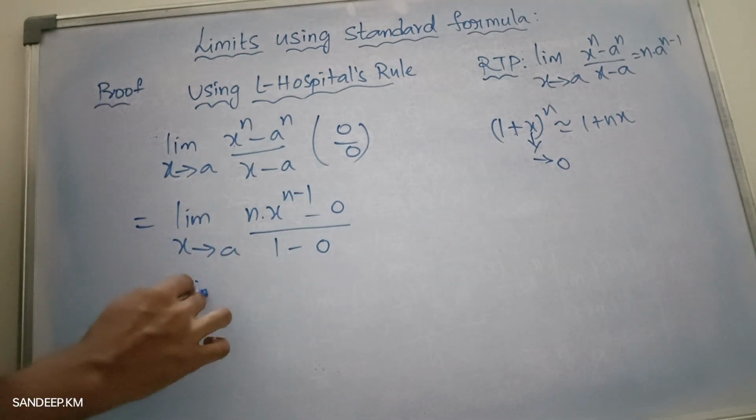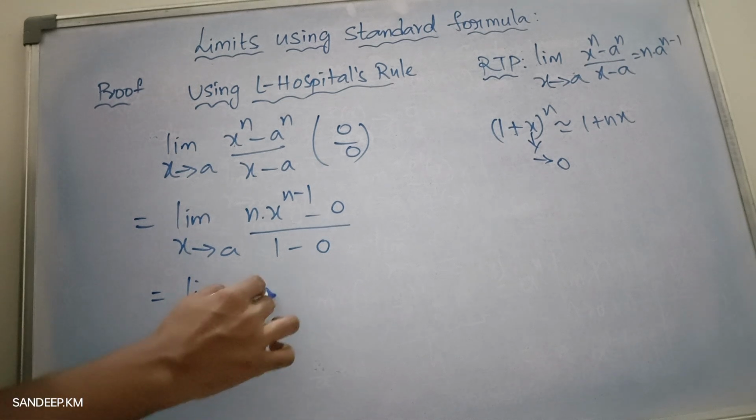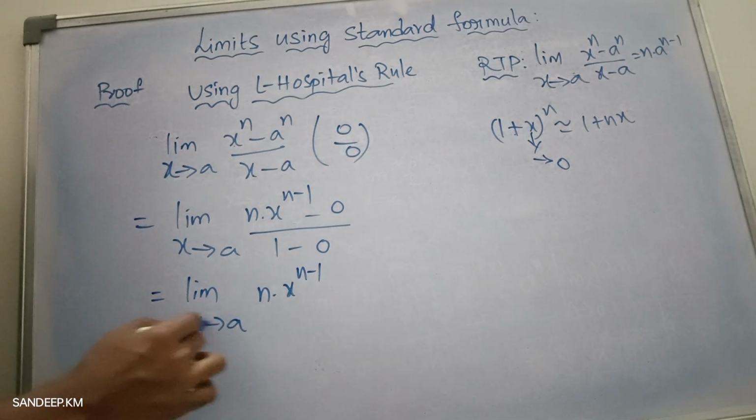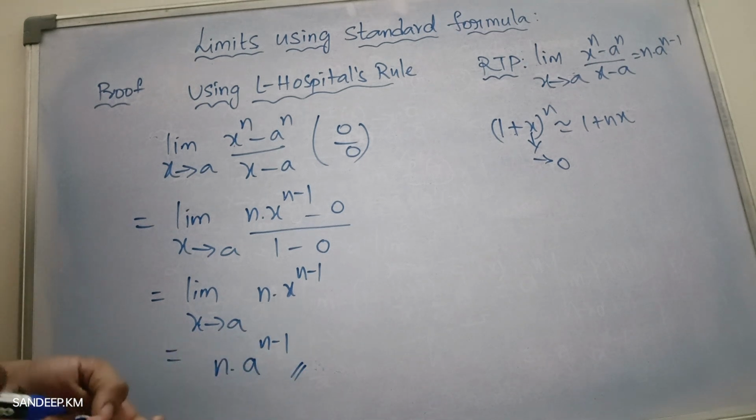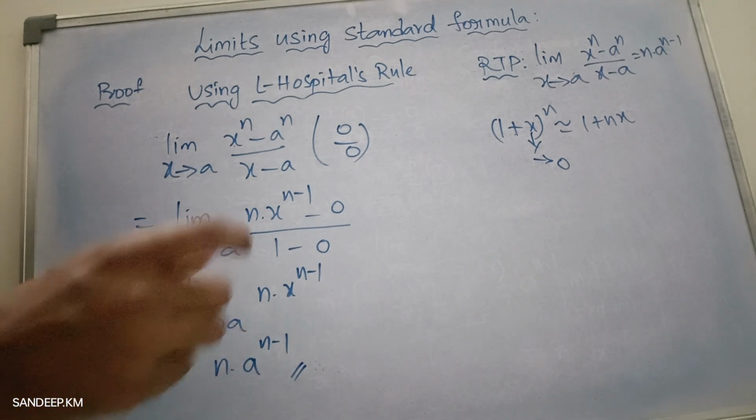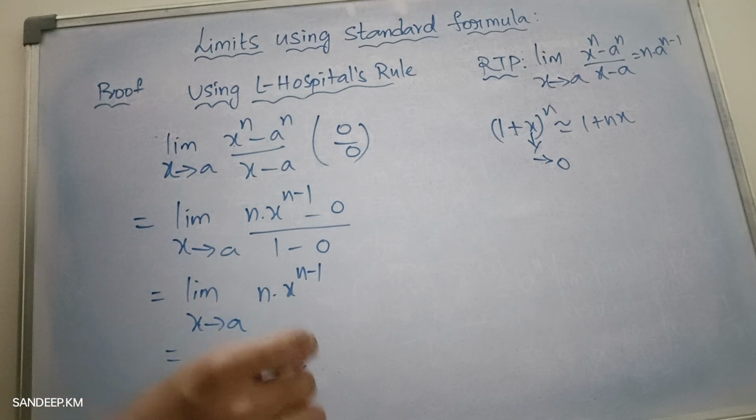So I am getting limit x approaches a, n into x power n minus 1. Now you can substitute x as a, you will get n into a power n minus 1. Over. The proof is over. If you use L'Hospital's rule just like that, you will get the answer. But I am not using L'Hospital's rule in many of the problems just because you should know the original method of solving the problems.